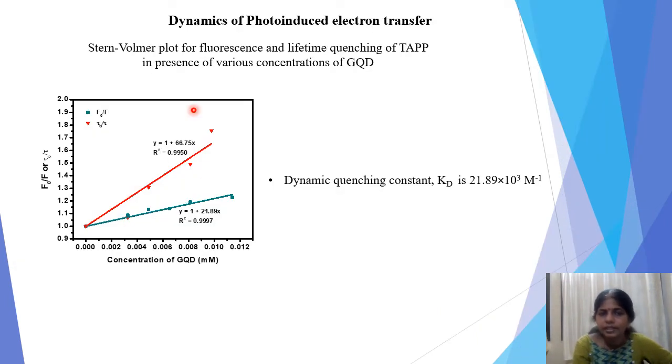In order to get a clear picture about the quenching behavior of porphyrin in the presence of GQD, the Stern-Volmer plot has been drawn in terms of fluorescence as well as the lifetime with increasing concentration of GQD. And as shown over here, it is showing a straight line with a positive slope, indicating a dynamic nature of quenching behavior. And the dynamic quenching constant was found to be 21.89 × 10^3 M^-1.